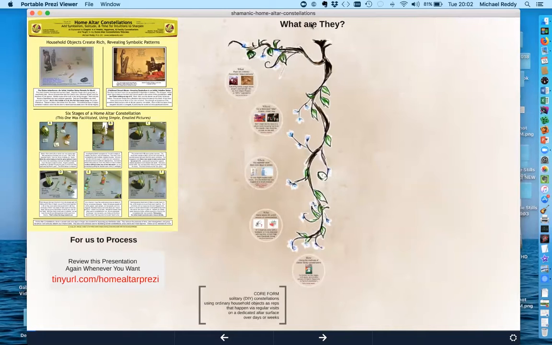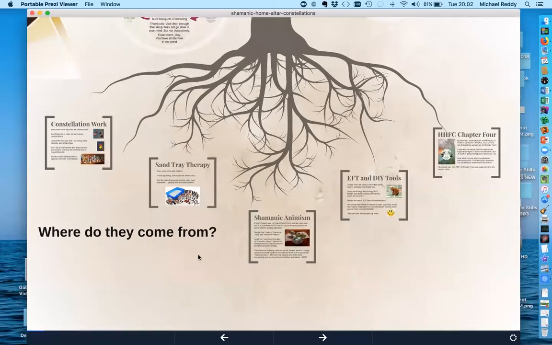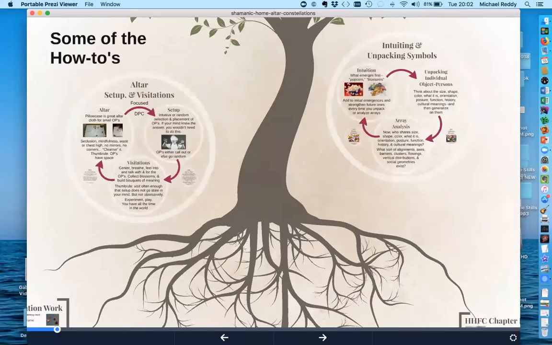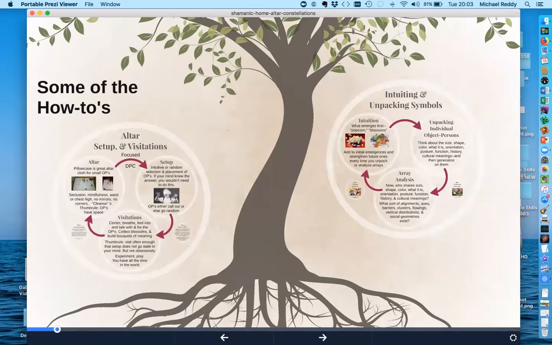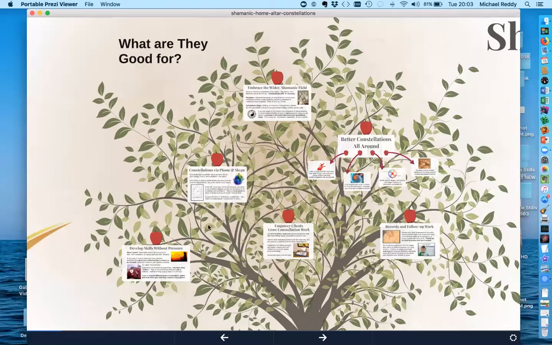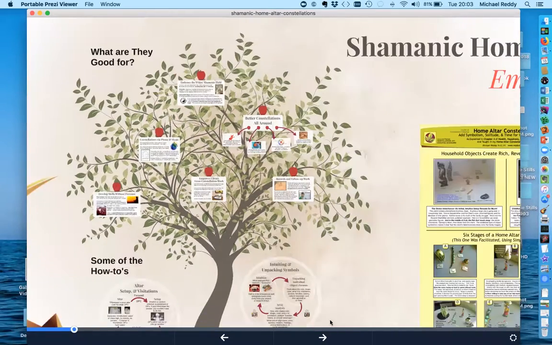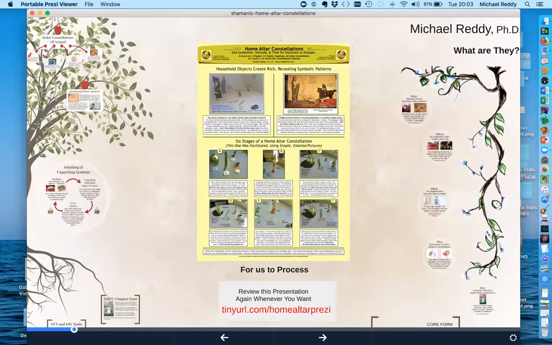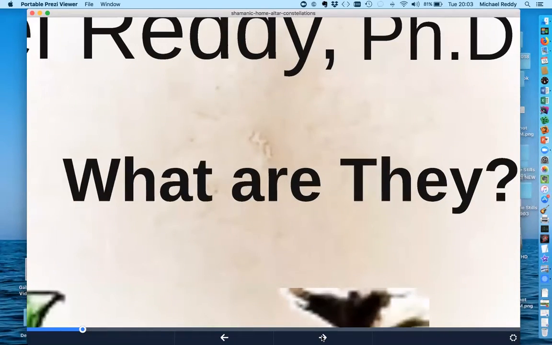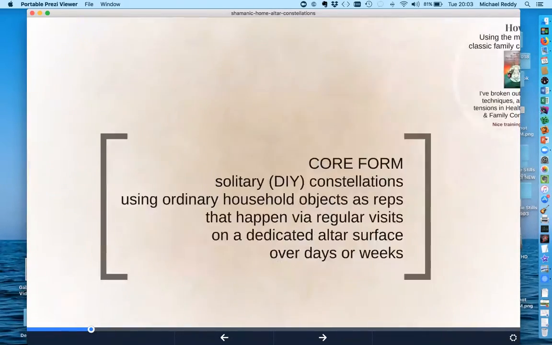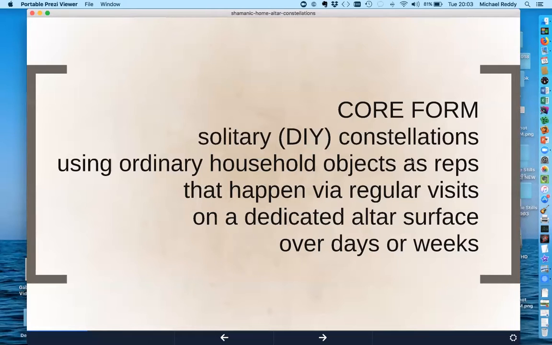So what are home altar constellations? Where do they come from? Here's some of the how-tos. Here's some of the benefits, what they're good for. And we popped over here. This is a poster for the 2013 Seattle conference, which has 3 different constellations in it. And I want to take you back to what are they? So here's a definition of the core form. And the core form has a lot of different offshoots. So different parts of this can be true or not true.